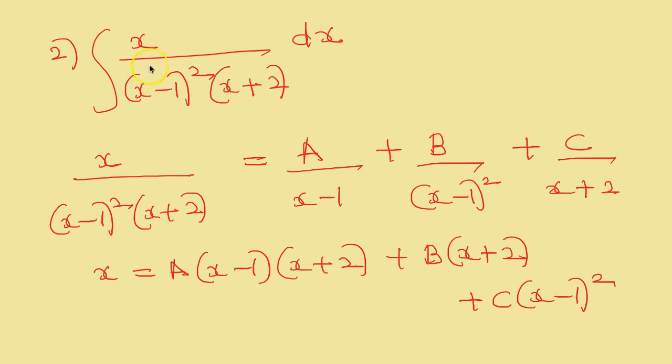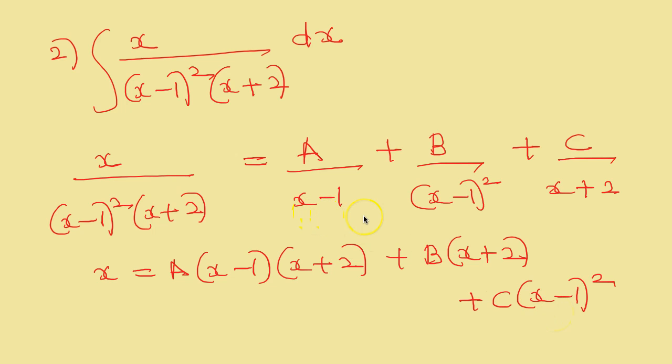Next question, evaluate integral x by x minus 1 the whole squared into x plus 2 dx. Here degree of the numerator is 1, degree of the denominator is 3, so we can apply partial fractions, and the denominator is factorized, so we write this as a by x minus 1 plus b by x minus 1 the whole squared plus c by x plus 2. So we repeat x minus 1 first with a single power and then with a double degree. Taking the LCM, you get x equal to a into x minus 1 into x plus 2 plus b into x plus 2 plus c into x minus 1 the whole square.